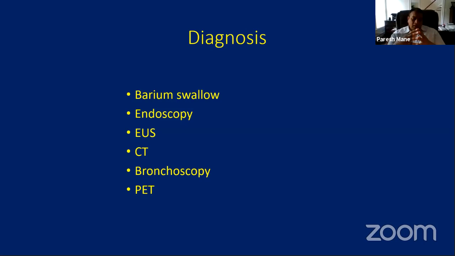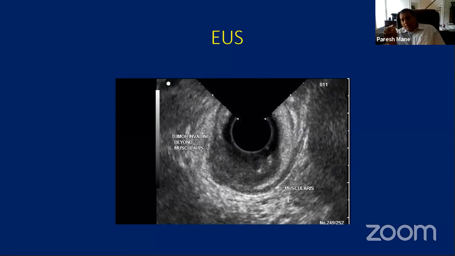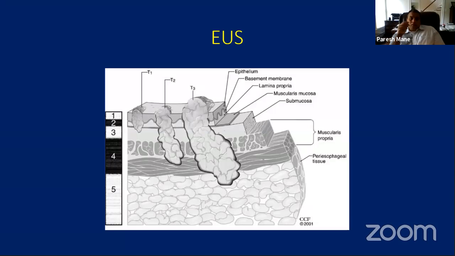So let's go to the modality that's pretty much standard now, which is the EUS, the endoscopic ultrasound. And this is a picture of how an endoscopic ultrasound looks. You see these different colors here, the bright versus the light. Each of these represents different layers of the esophagus. So the first layer is the epithelium and the basement membrane. That would be the light layer and the darker layer. And then you have the muscularis mucosa, the submucosa, muscularis propria, and the periesophageal tissue.